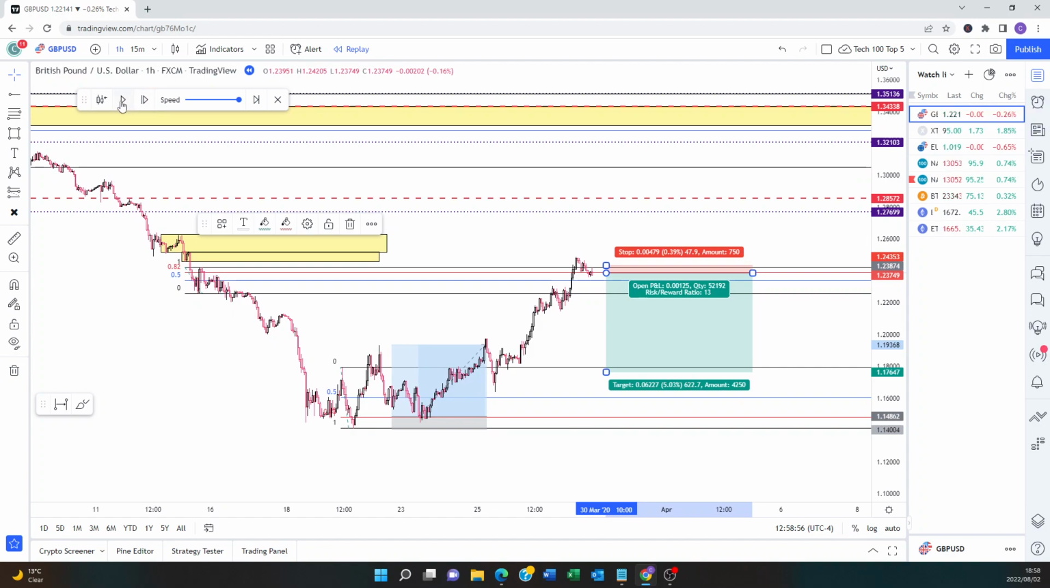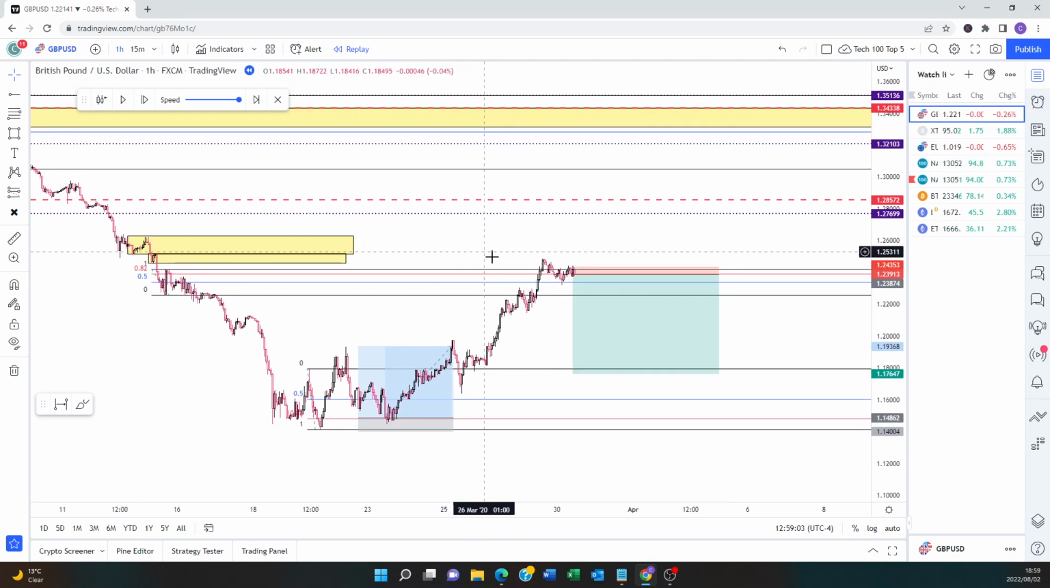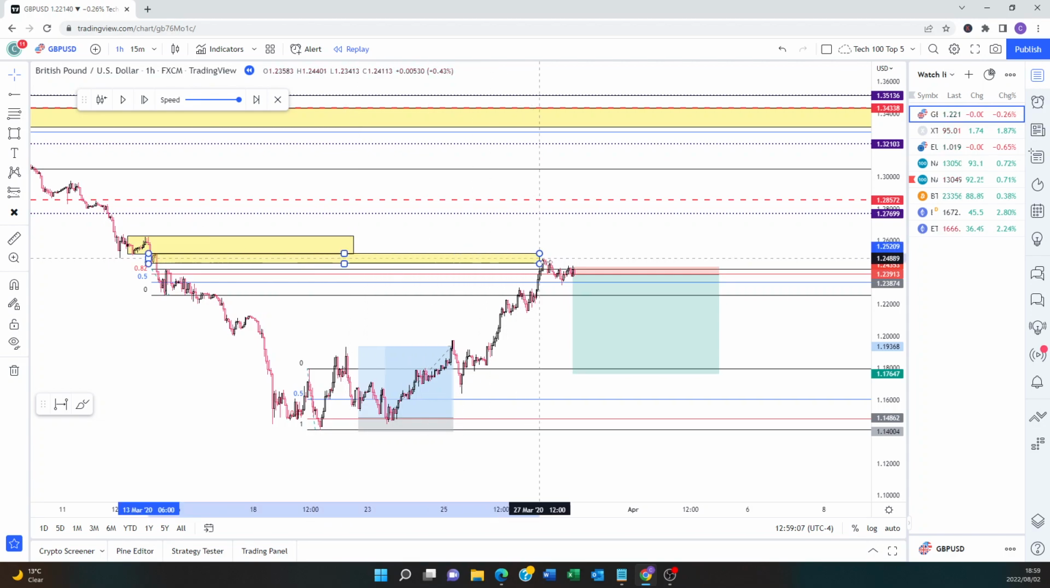So yeah, let's continue with this. Now, this is a POI for longs. I just want to clear up the chart a little bit. It is getting a bit messy for me. But yeah, we spoke about this POI. We're getting a reaction off that now.